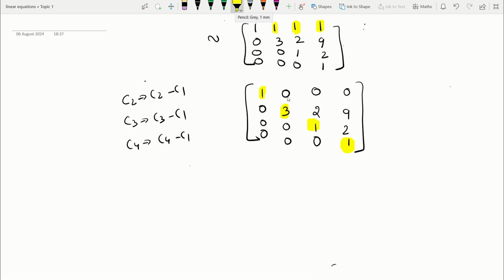Okay, see here, this we have to make 0. What is that? This first step, this is our target. So for that what we have to use? We have to use column 1 only. C2 implies C2 minus C1, C3 implies C3 minus C1, C4 implies C4 minus C1. You have to do that.